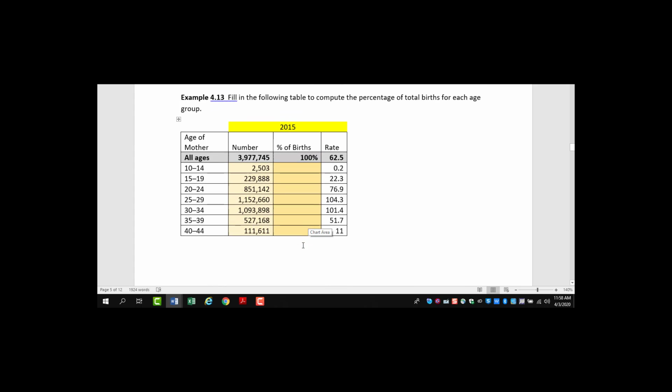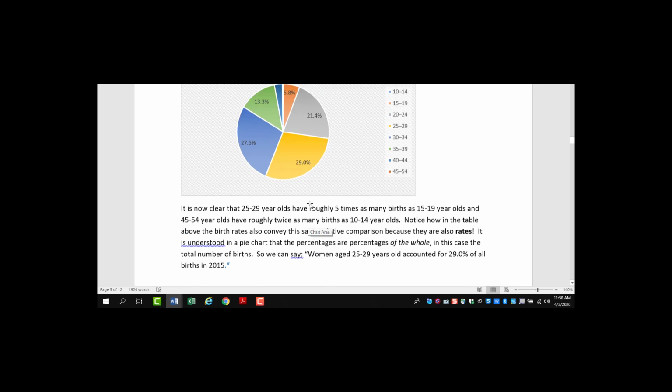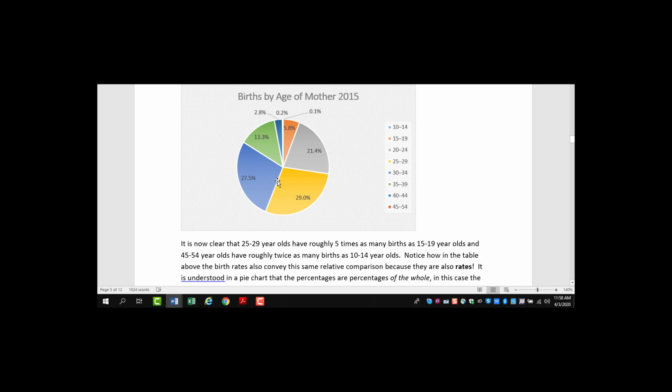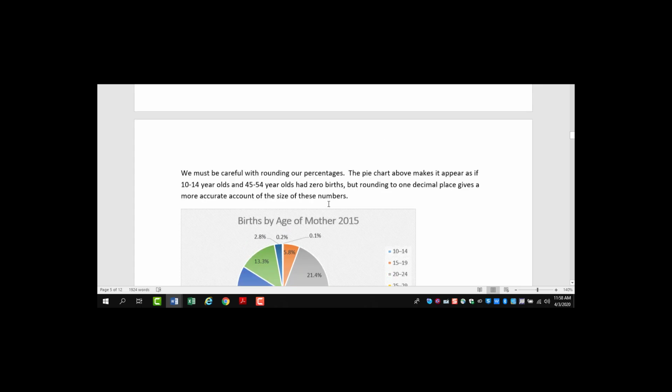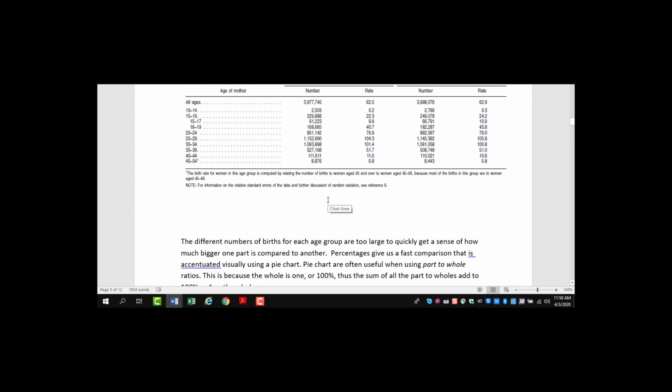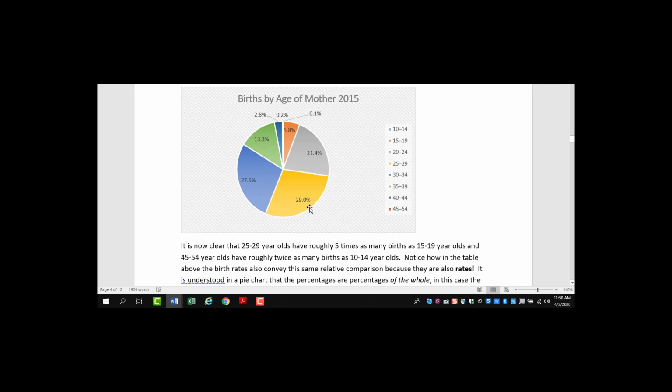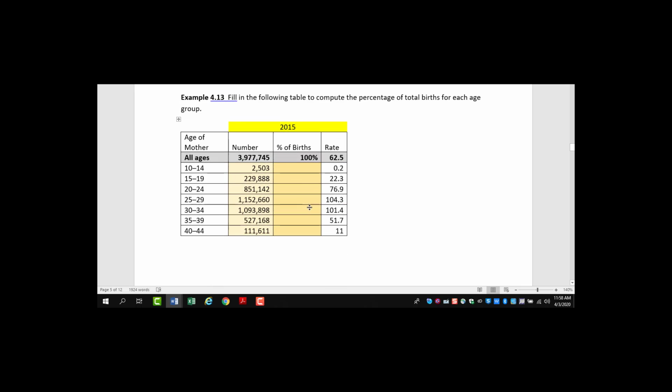Now, how do we get at those? How do we get these numbers? How did these numbers come about? Like I said here, we're going to compare the number of births in each category to the total number of births. So we're going to fill in this table. We're only going to do a couple. We're going to fill in some of this table to show you how this is working, right?